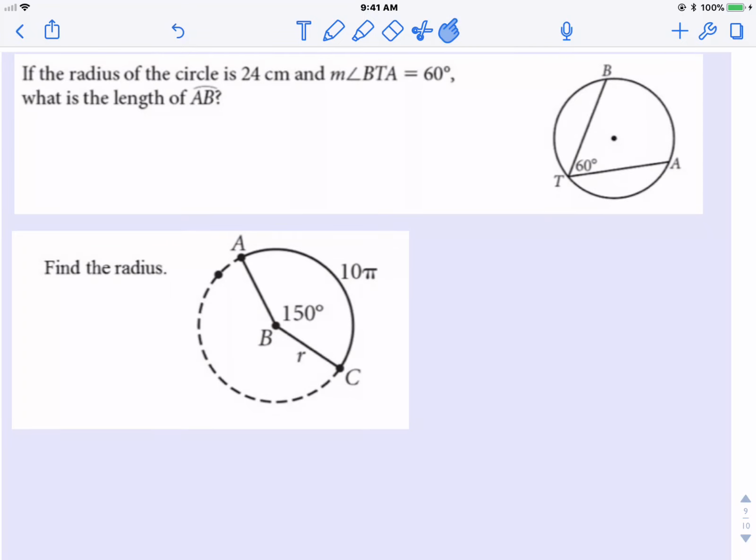So if the radius of a circle is 24 centimeters and they tell us the measure of one of the inscribed angles, should we be able to figure out this arc length? Well, sure. So we said arc length is some fraction multiplied by the circumference of the circle. So what fraction is it taking up, and then what's the circumference of our circle? So let's see what we can fill in and then go calculate.